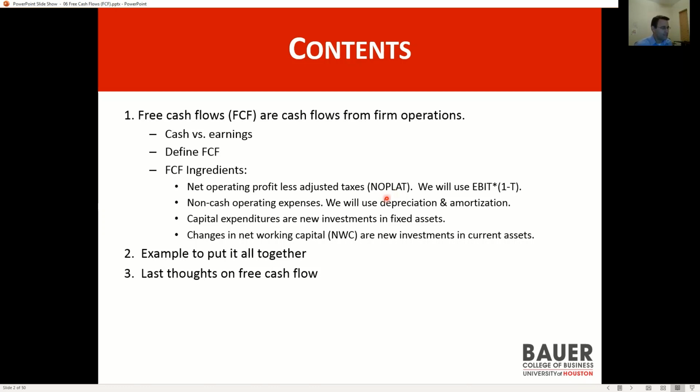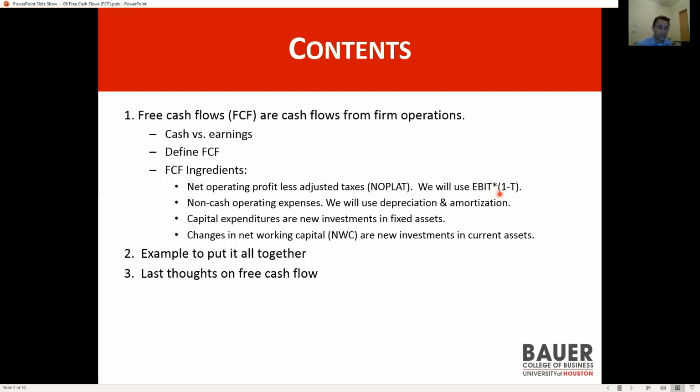We're going to replace this very general, abstract sounding word, NOPLAT, with EBIT times 1 minus T. This is a little bit more concrete. You know exactly how to find EBIT times 1 minus T. So we'll walk through that. So that's our profit. That's where we start.